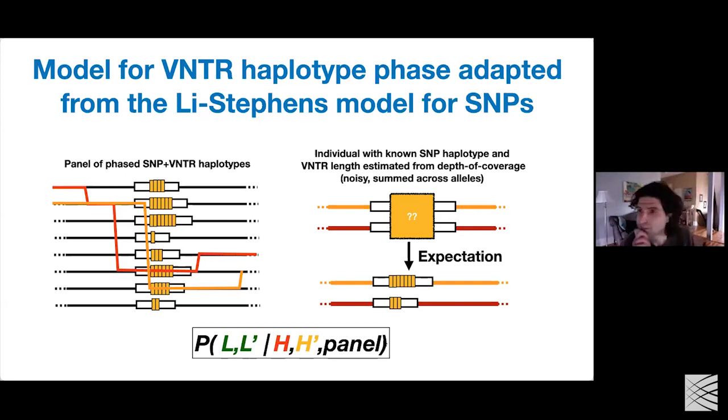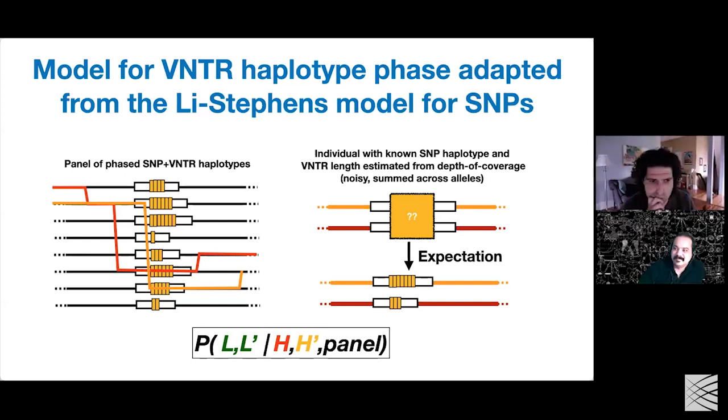Ronen, I've got a quick question. Yes, please. What is the distribution of the typical length between two SNPs that goes into the panel and one of these repeat units? Do you have SNPs inside these repeat units, or are the SNPs few and far between?